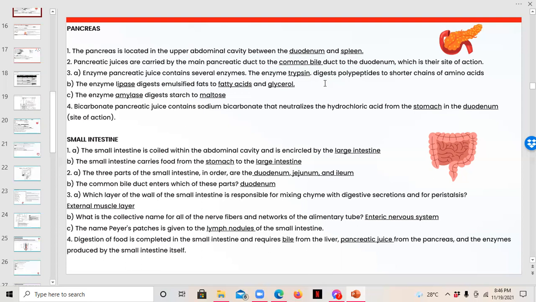Letter C. The name Peyer's patches is given to the lymph nodules of the small intestine. Number 4, digestion of food is completed in the small intestine and requires bile from the liver, pancreatic juice from the pancreas, and the enzymes produced by the small intestine itself.